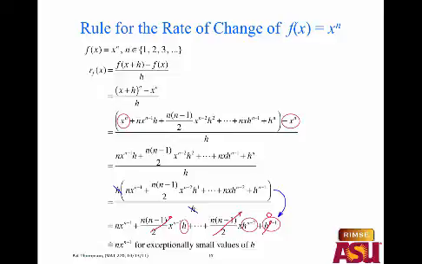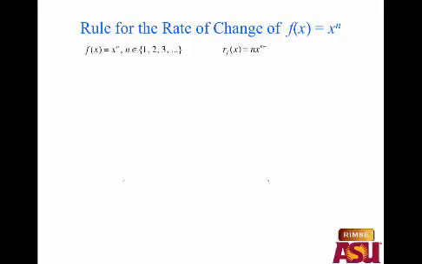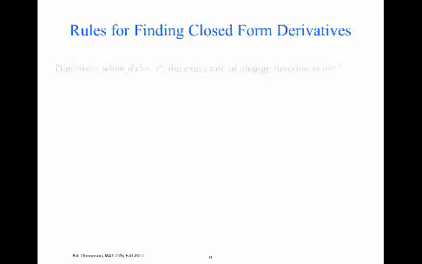What did we just find? We found the exact rate of change function when your function is of the form x to the n, in closed form. The closed form rate of change function is n x to the n minus 1. Okay, so therefore, when f of x is x to the n, the exact rate of change function is n x to the n minus 1.